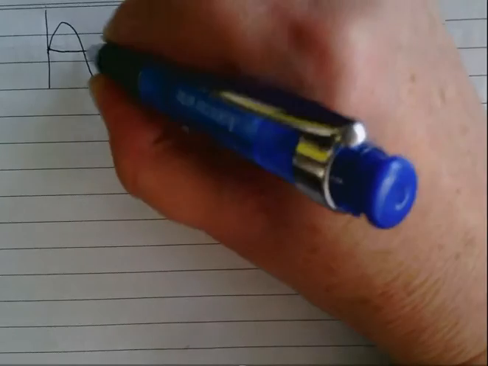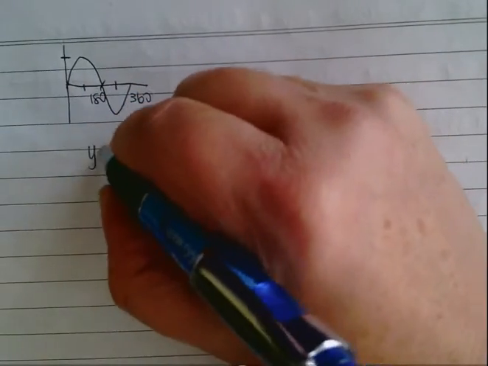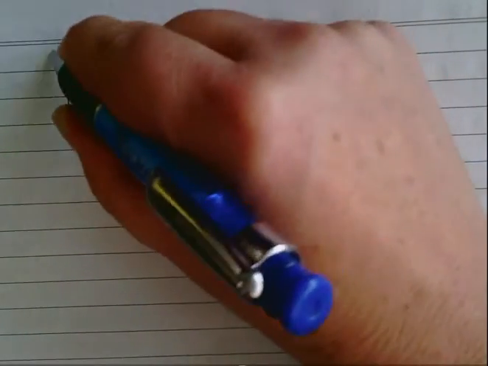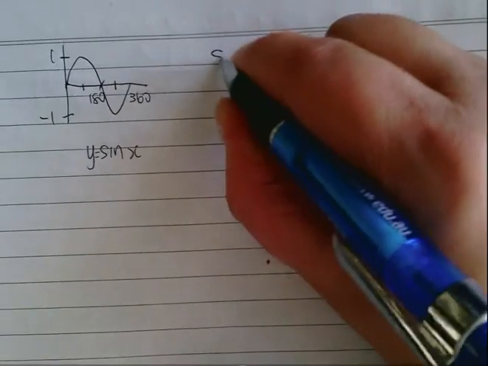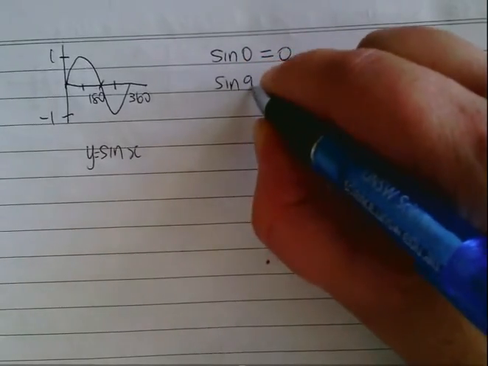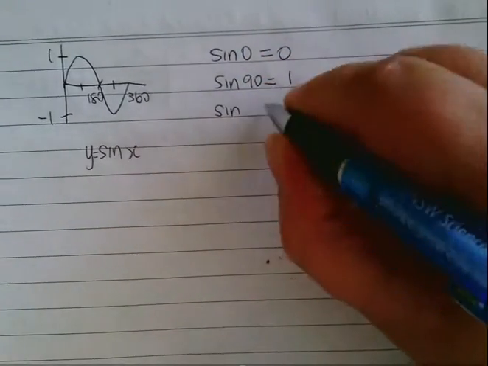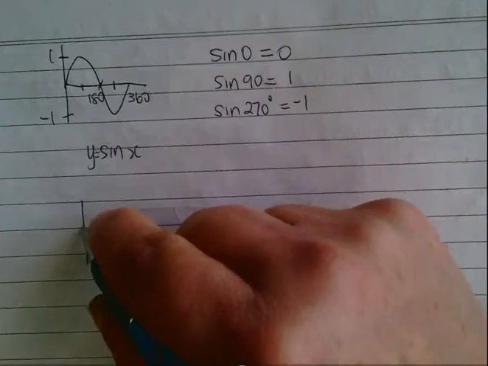In these exercises, the aim is to find values for sine 0, sine 90, sine 180, etc. Remember the sine curve starts there and finishes at 360. Do you know what those other values are? What's the amplitude of the sine curve, y equals sine x? 1 and negative 1. All right, so what's sine of 0? Sine of 90? Sine of 180? What's sine of 270? And there's also 180 and 360, all right?